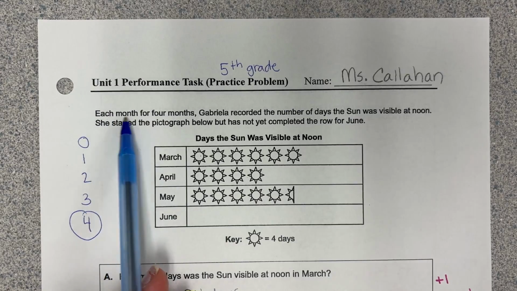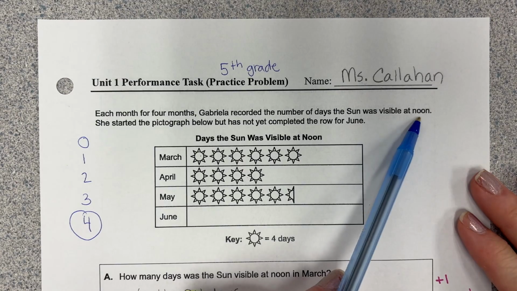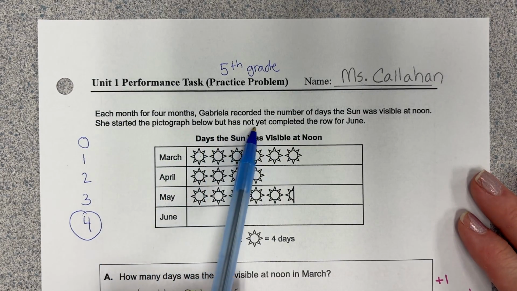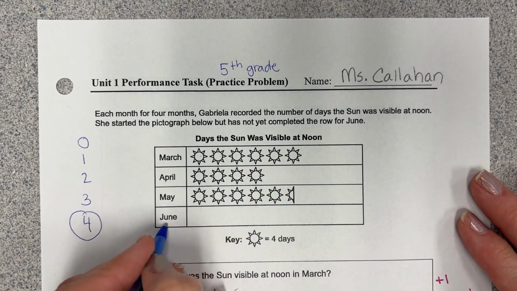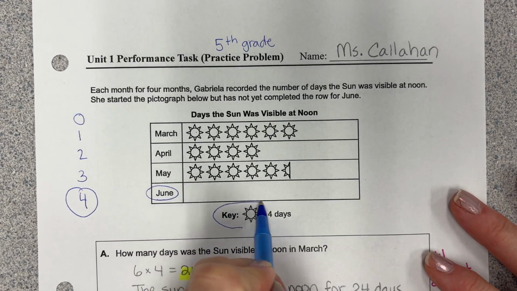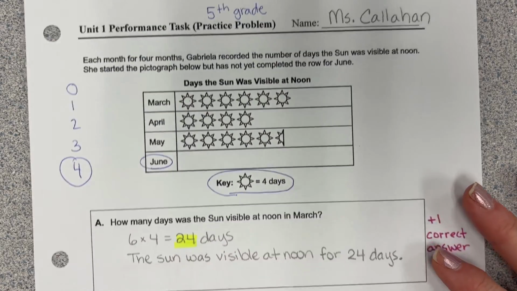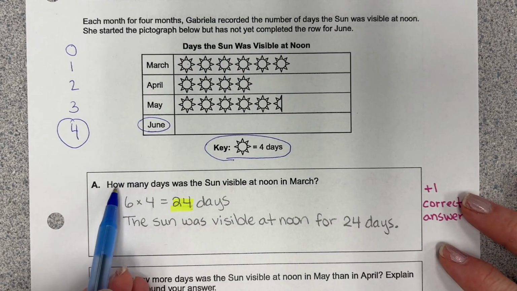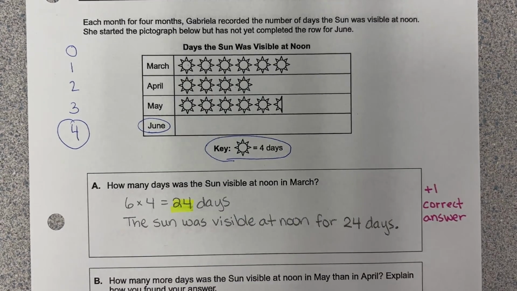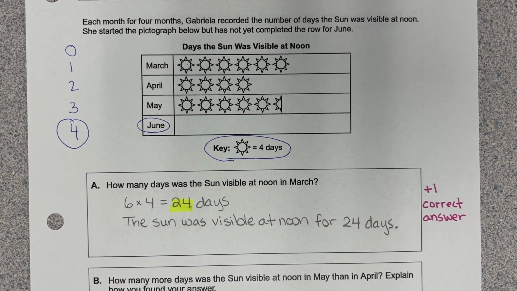It said, each month for 4 months, Gabriella recorded the number of days the sun was visible at noon. She started the pictograph below, but has not yet completed the row for June. See, that's missing. I hope you realize there was a key here. Every sun represents 4 days. Okay, so part A says, how many days was the sun visible at noon in March? So let me grab a highlighter.